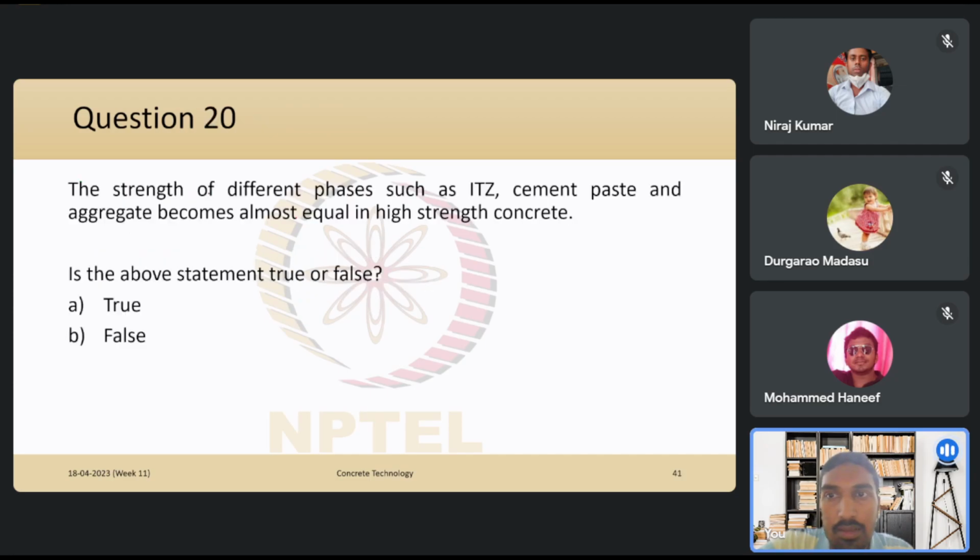Okay, question number 20 is, the strength of different phases such as ITZ, the cement paste and the aggregate becomes almost equal in high strength concrete. Is the above statement true or false? Give me one more for A.